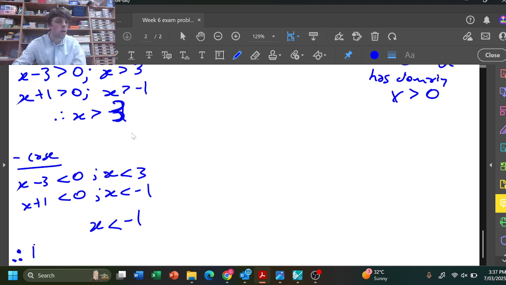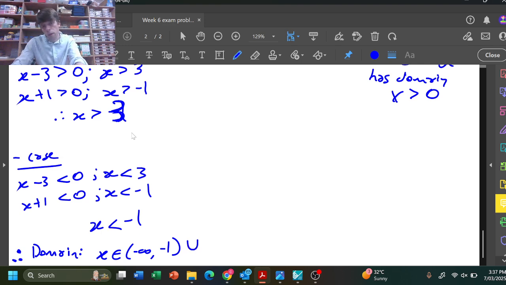So therefore, the domain is x. So x is an element of all of the numbers that are less than negative 1. So from negative infinity up to negative 1, not including negative 1, in which case it would be 0, and logarithm is not defined for a 0 input, union with 3 up to infinity. So this is our domain.